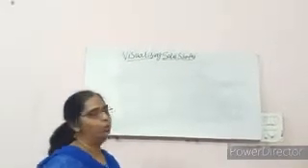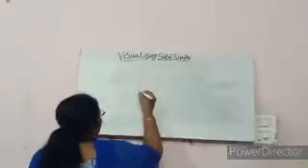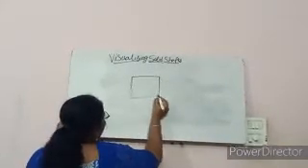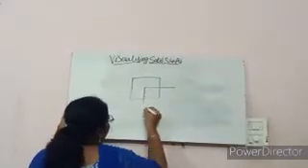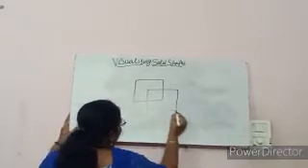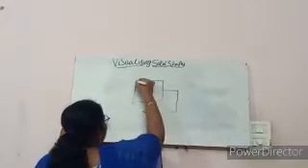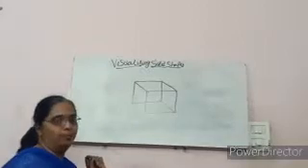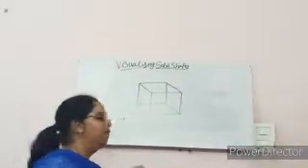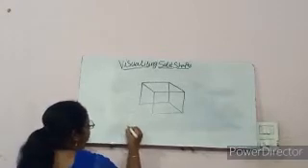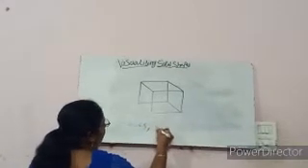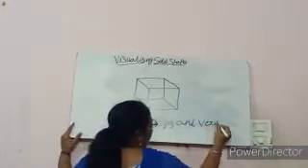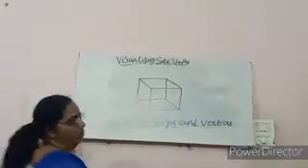As I already told you, an example of a solid figure is a cube. So now I am drawing a cube here. This is a cube. Here in a solid figure, every solid figure will have faces, edges and vertices.